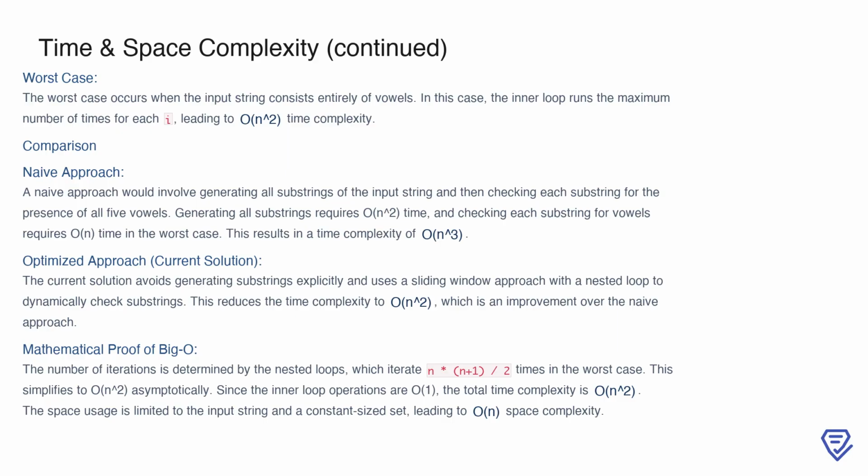Finally, by analyzing the number of iterations mathematically, we confirm that the nested loops contribute O(n²) iterations, and since the inner operations are O(1), the total time complexity is O(n²). The space usage is dominated by the input string, leading to an overall space complexity of O(n).